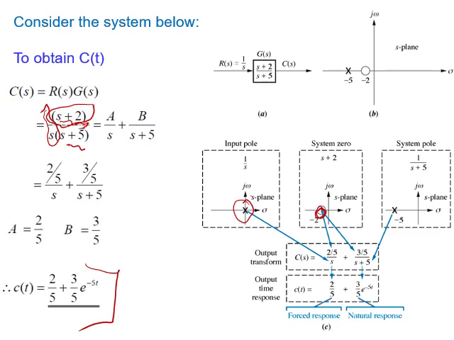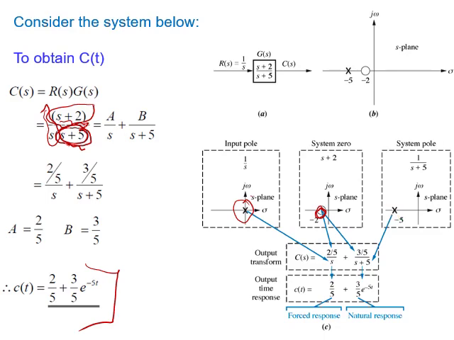How about the s plus 5, which is the pole? The pole is going to be represented on the s-plane at the location of 5, negative of course, because the pole equals minus 5. So if it's minus 5, we put it on the s-plane as an X.